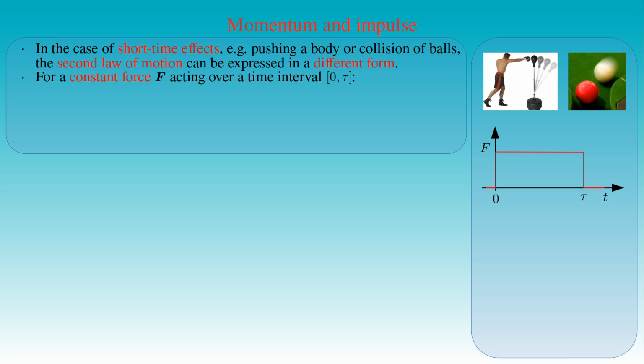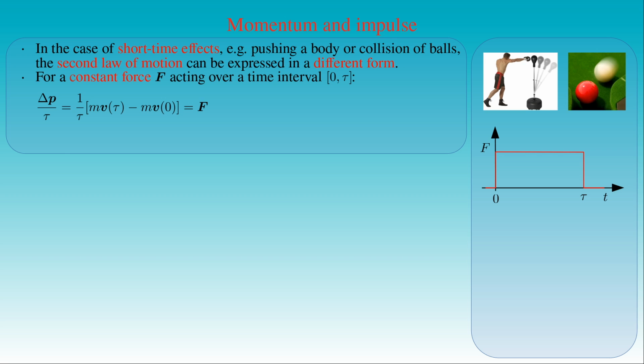Then the time derivative of the momentum p of the point mass in the second law of motion can be written as the change delta p divided by tau, which is equal to 1 over tau, the difference between the mass m times the velocity v of the point mass at the time tau and the mass m times the velocity v at the initial time 0. The second law states that this difference divided by tau is equal to the constant force F acting on the body over the given interval of time between 0 and tau.